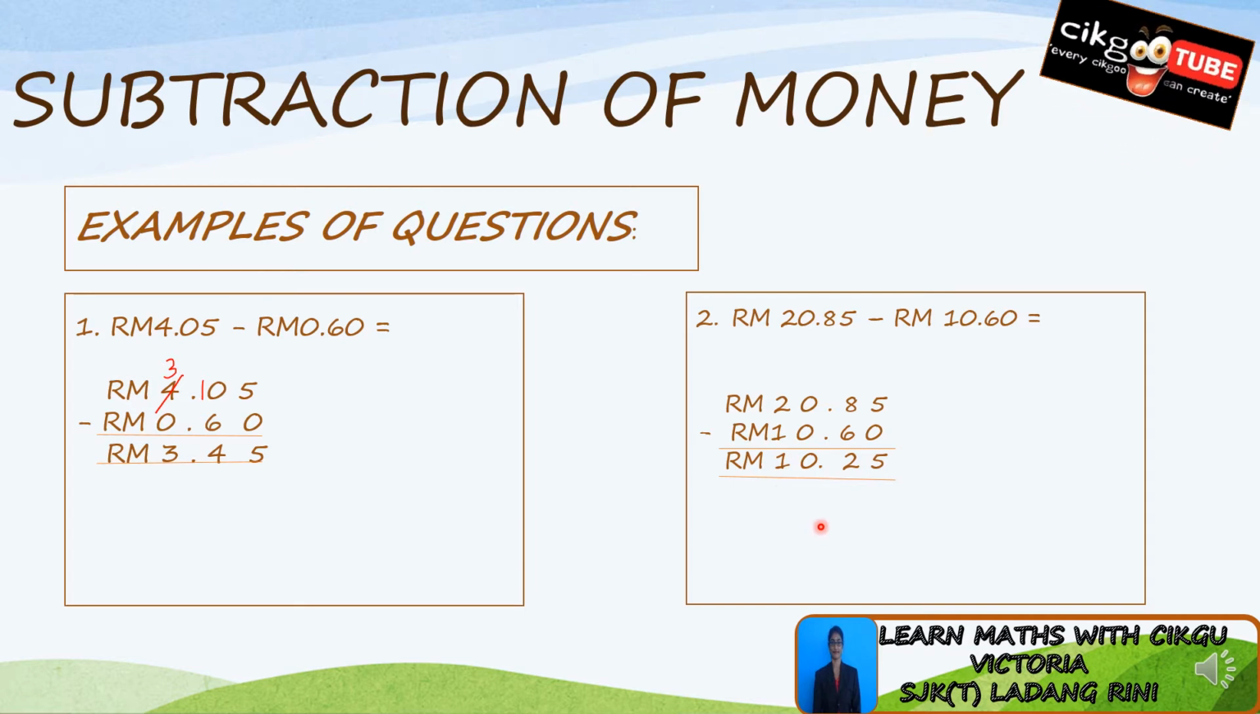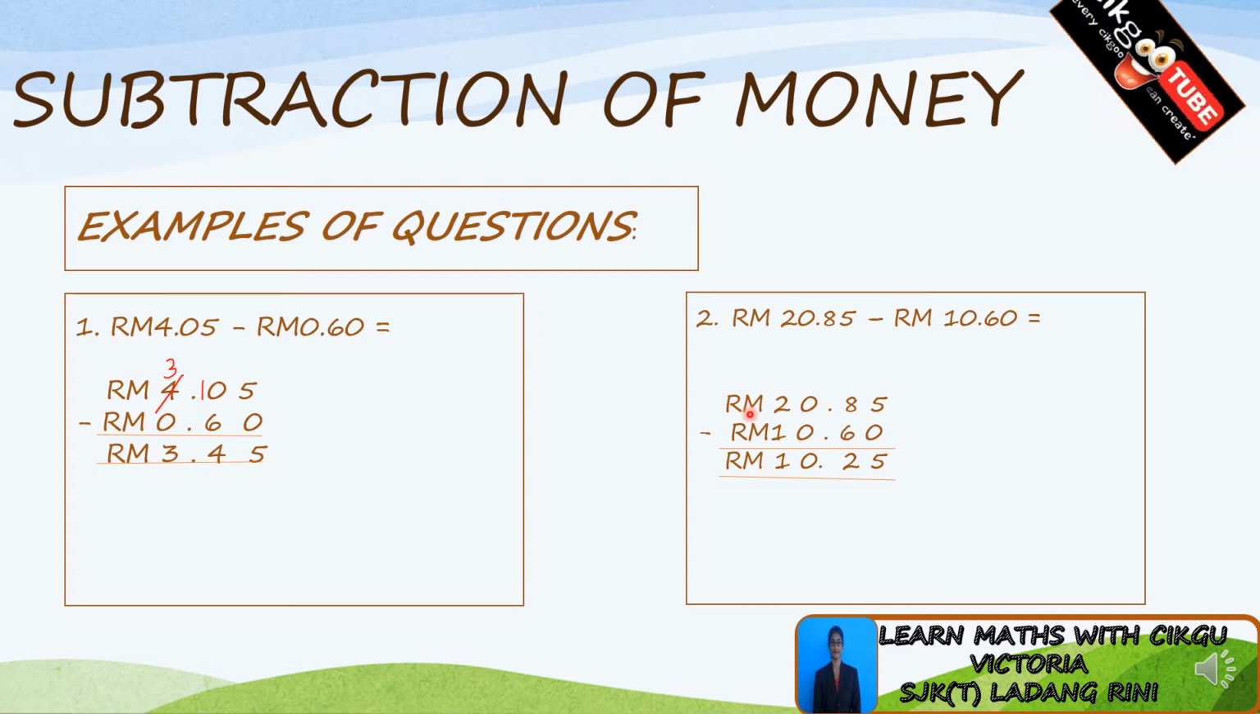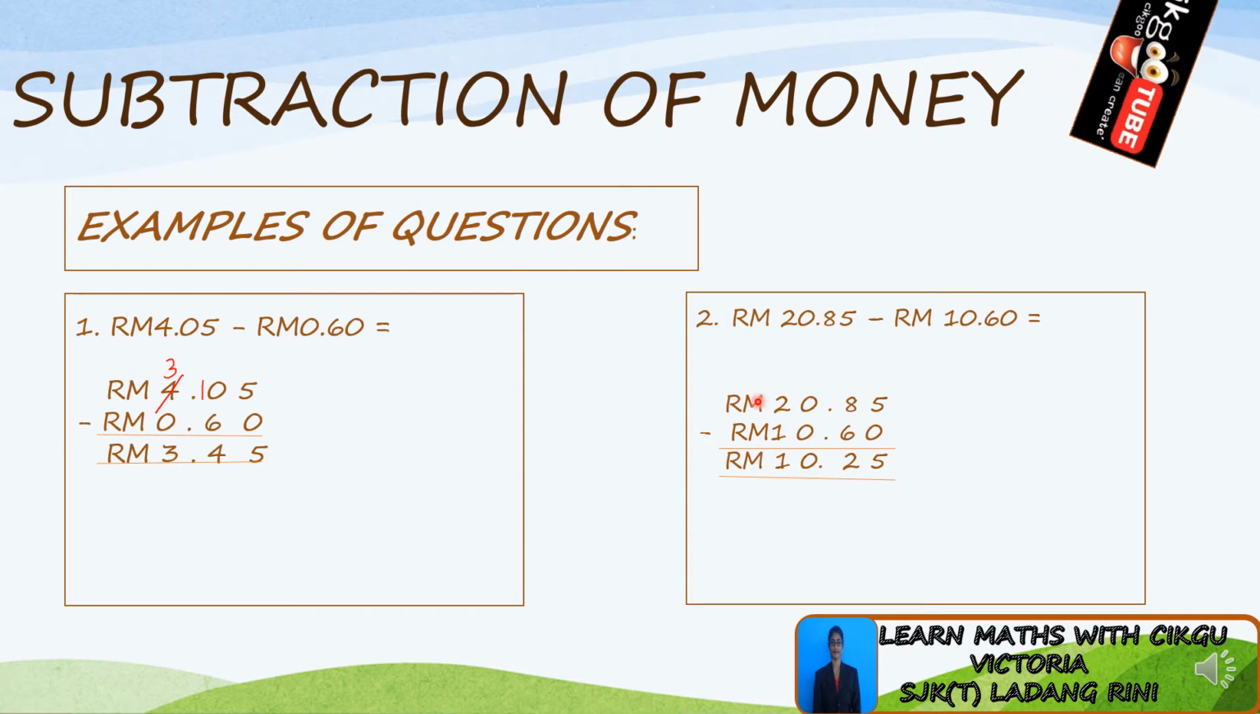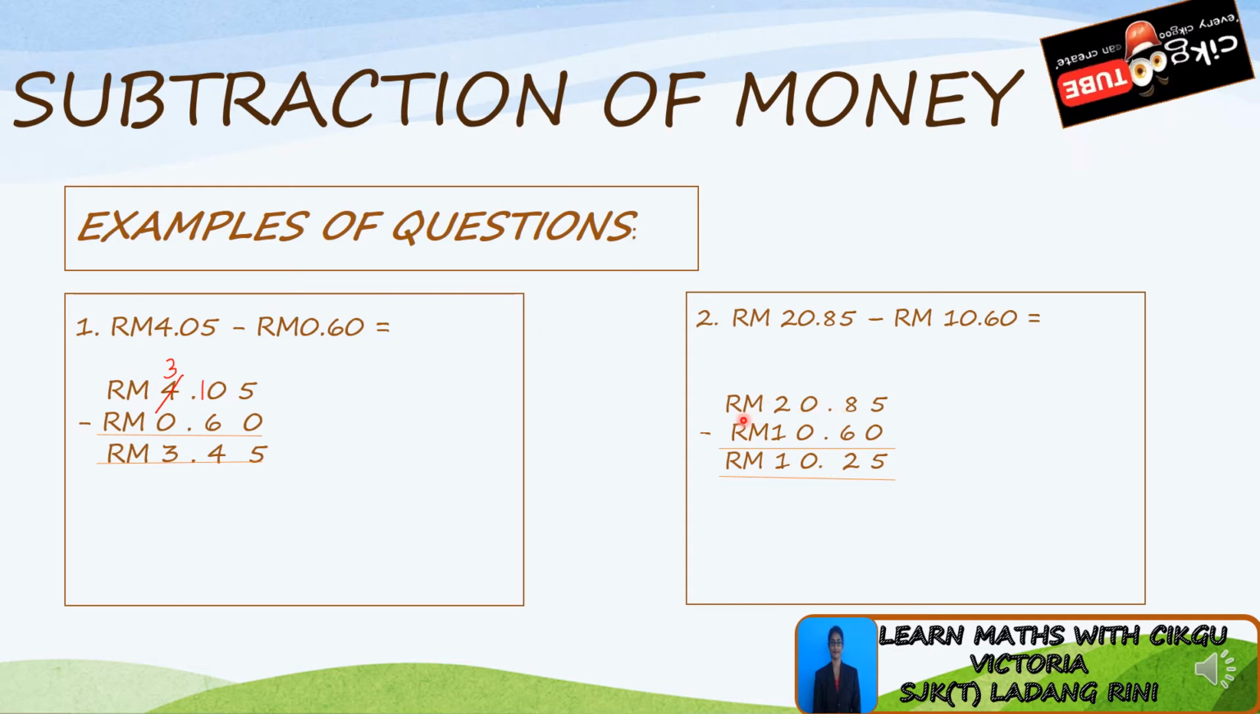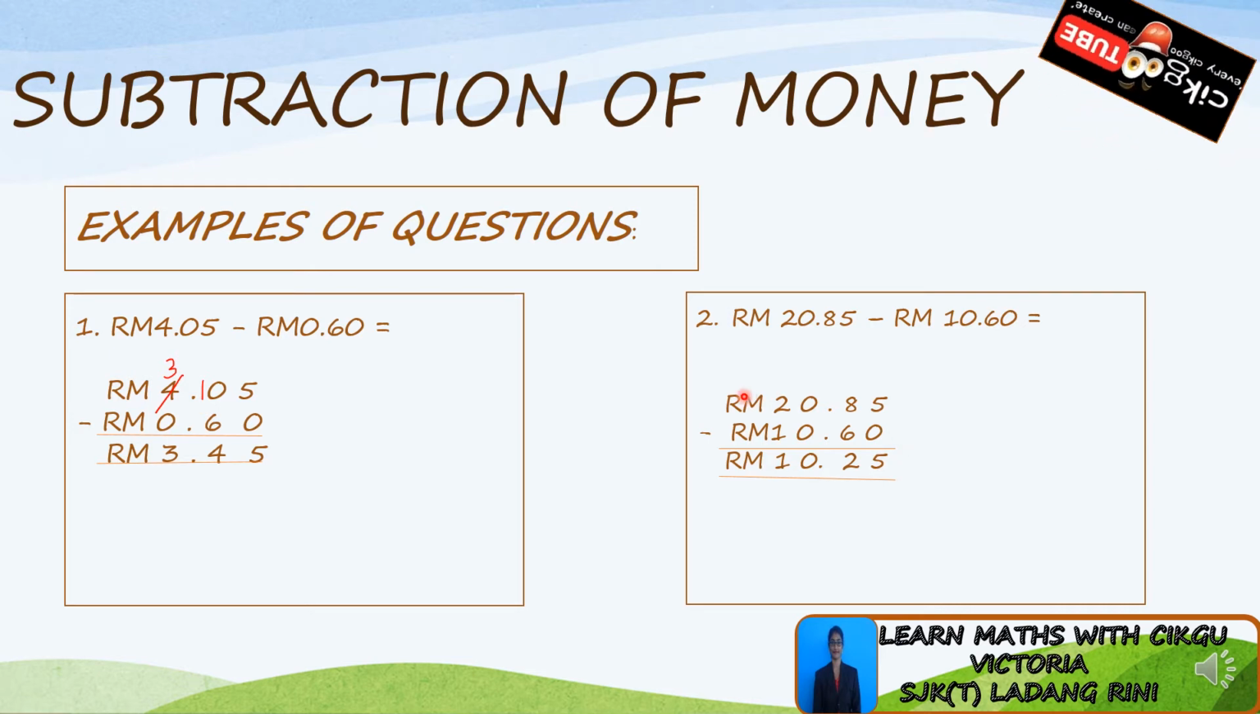Do you get my point? How to minus? This is a normal number, a normal decimal number without the ringgit symbol. If there is the RM symbol, it is considered money. So there is no difference when you do subtraction in decimal numbers and in the money topic. The only difference is the RM symbol.